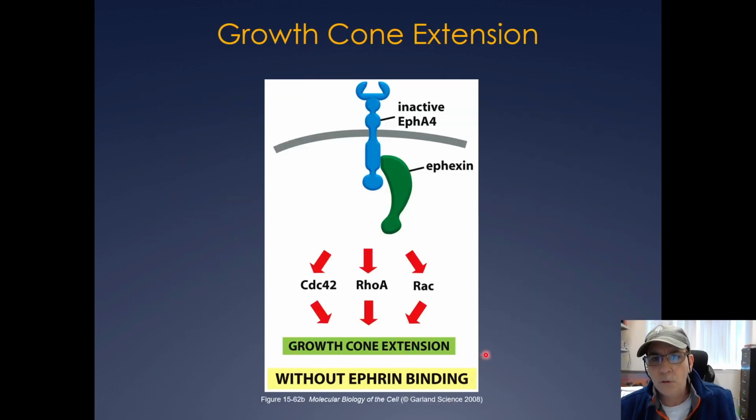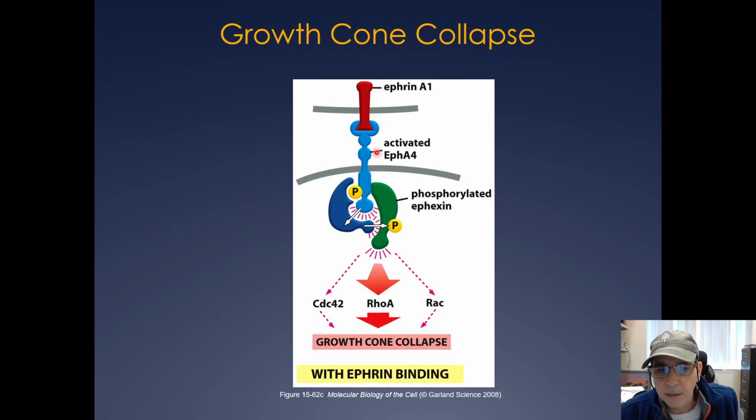And so normally the growth cone is extending. You have an inactive Rho, and the Rho GEF is not active, and so the growth cone is extending without binding. Then once there's binding, the Rho GEF becomes activated, the GDP is exchanged for GTP on RhoA, and you get growth cone collapse.